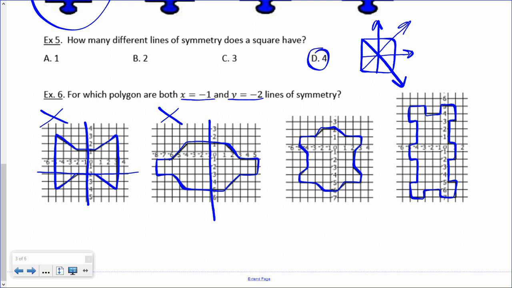All right, what about this one? If I go to x equals -1, does that cut it in half vertically? And then if I do y equals -2, does that cut it in half horizontally? Okay, so that's the one we want. That's the one we want.